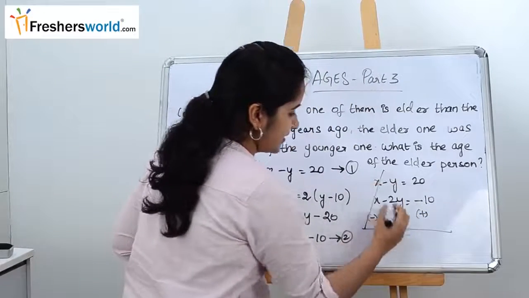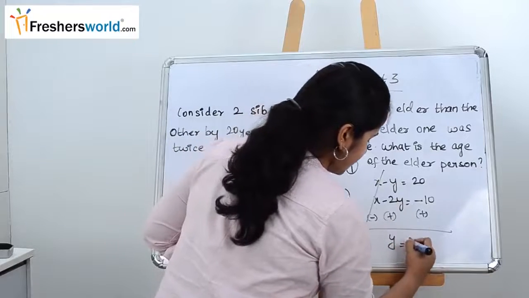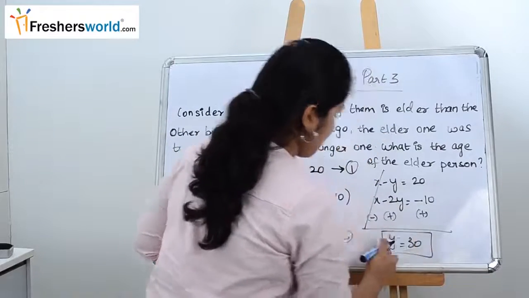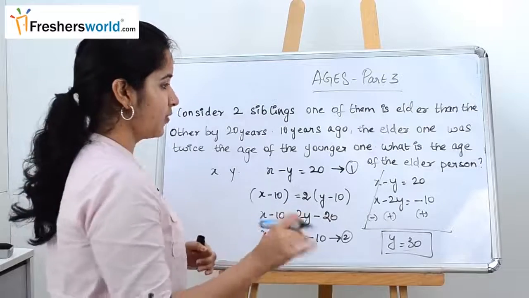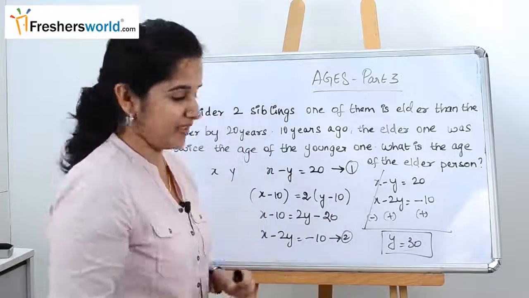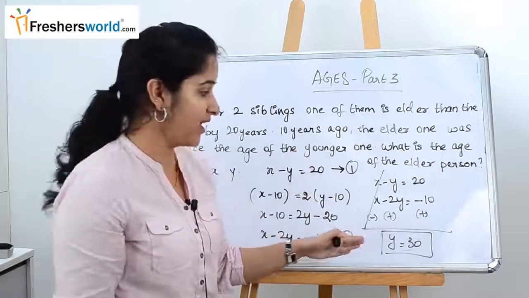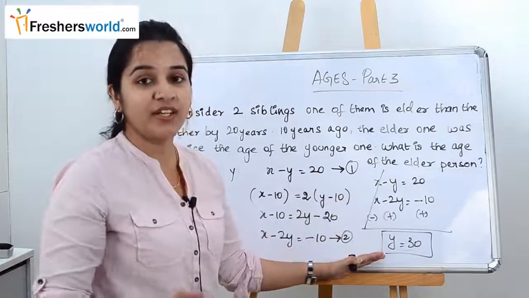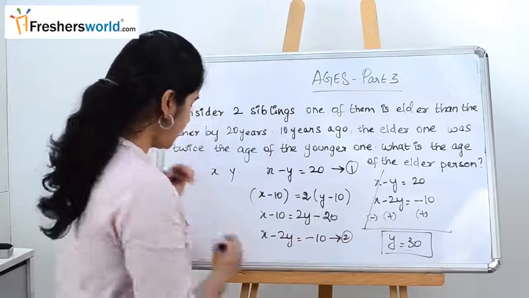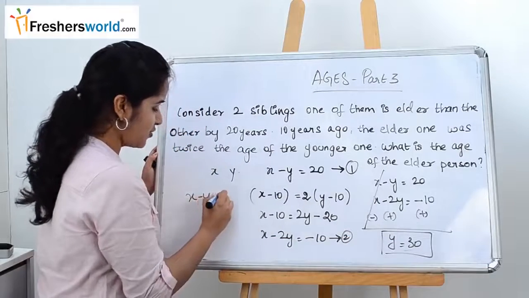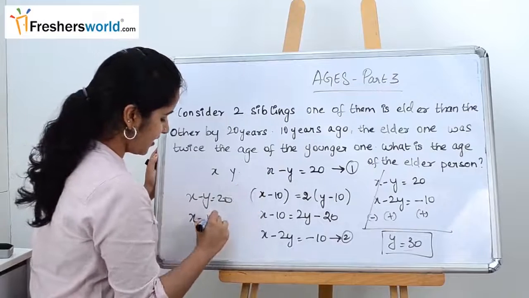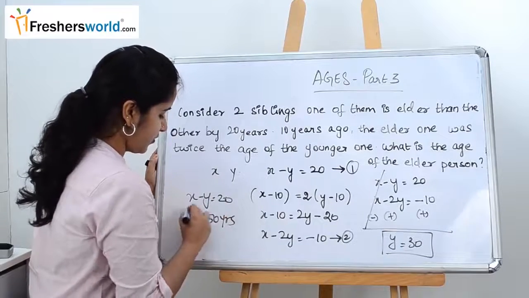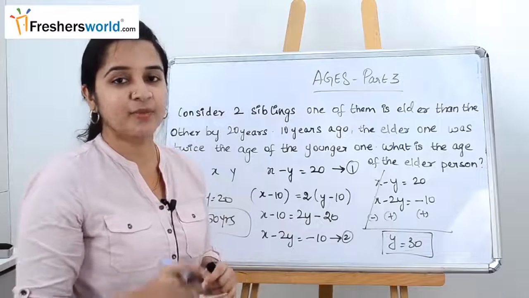X gets cancelled. This becomes y. So, y is equal to 30. So, y is nothing but your younger sibling. Are they asking that in the question? No. What is the age of the elder person? Now we know the age of the younger one. Elder is nothing but 20 years elder to him. So, x minus y is equal to 20. So, x is equal to y, which is 30, goes that side, becomes 50. So, the age of the elder sibling is nothing but 50 years.